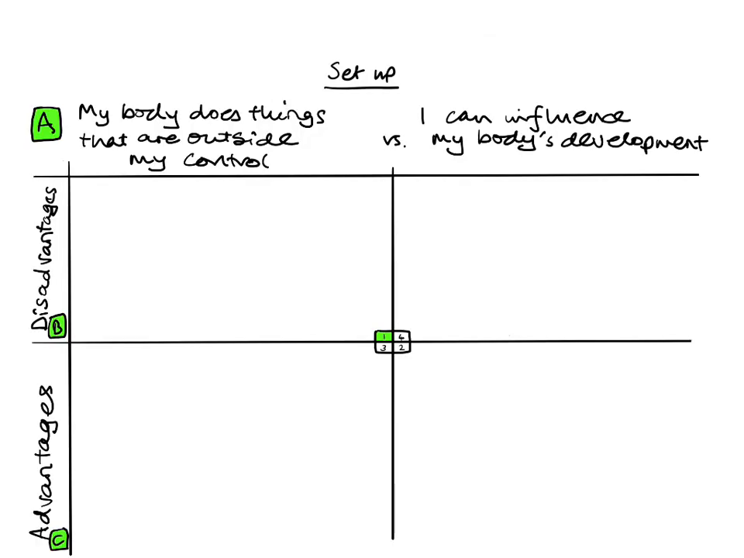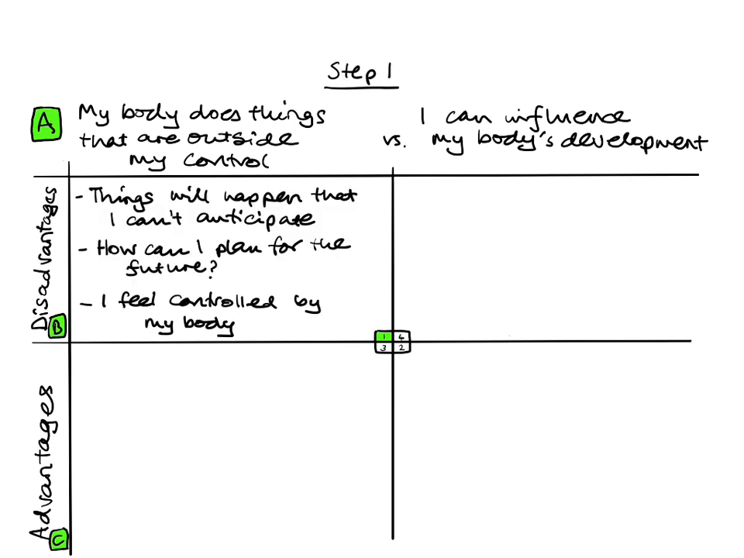So we've set up the grid, and on the left side we've got "my body does things that are outside my control," and on the right side "I can influence my body's development." That's the preferred pole. Now we're going to explore the advantages and disadvantages of each position. Firstly then, what are the disadvantages of the position "my body does things that are outside my control"?